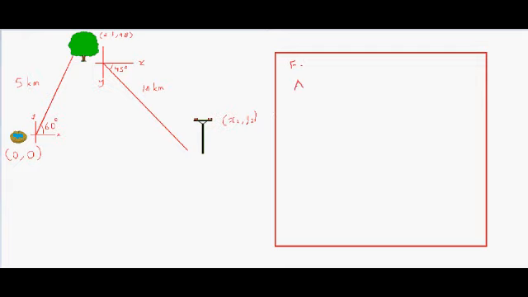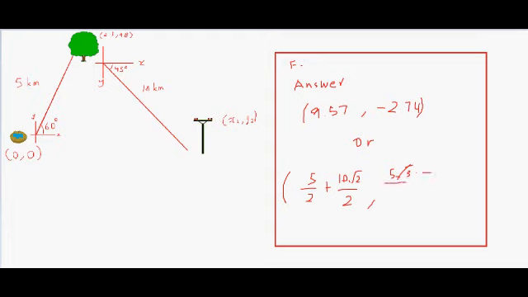Okay, just in case you didn't catch the final answer, it should be at 9.57 and negative 2.74 with respect to the x and y axis. Or in fraction form, 5 over 2 plus 10 root 2 over 2, and for the y, 5 root 3 over 2 minus 10 root 2 over 2.